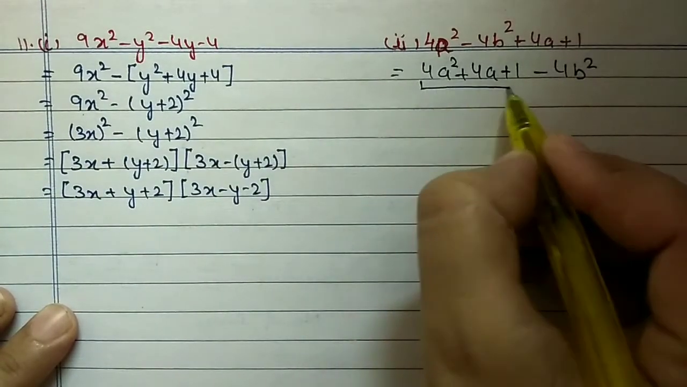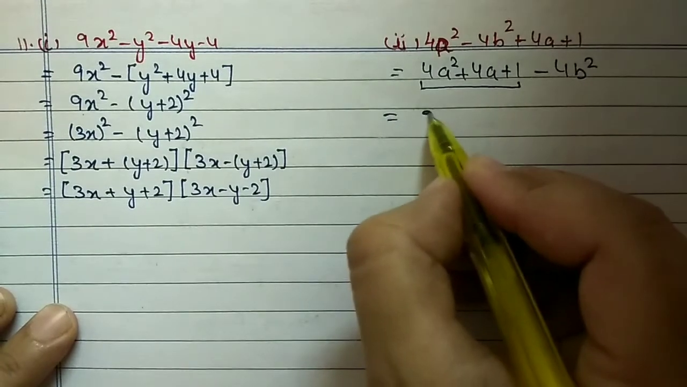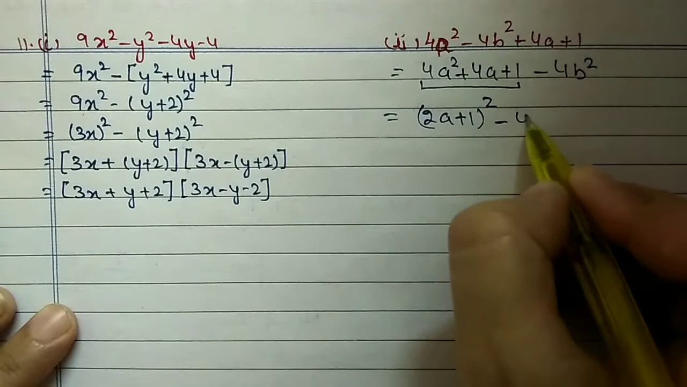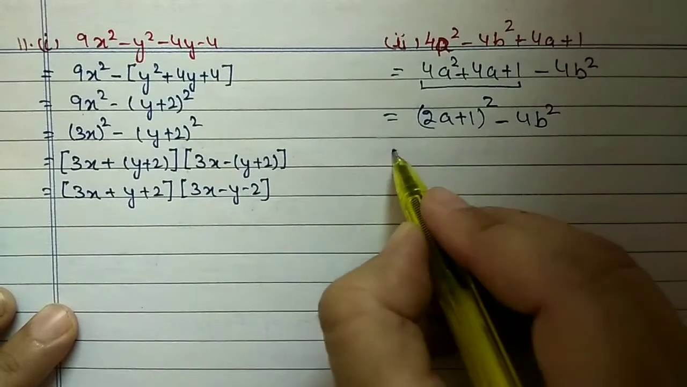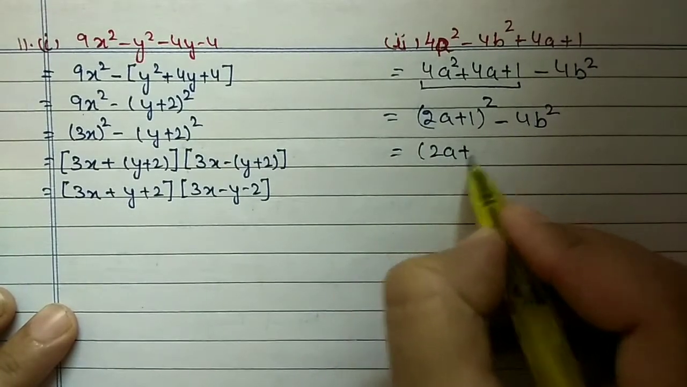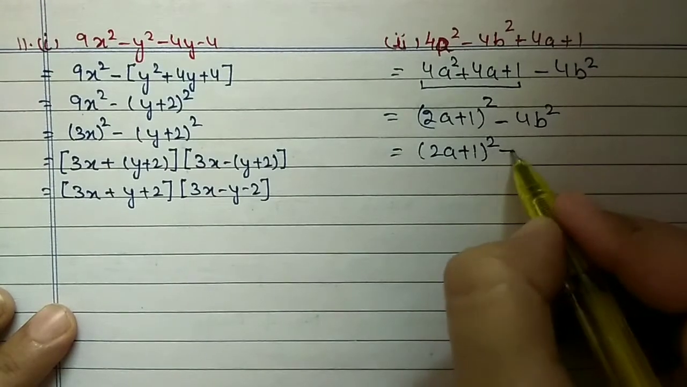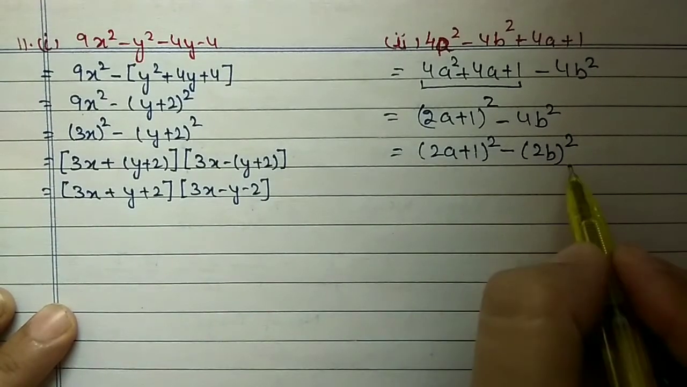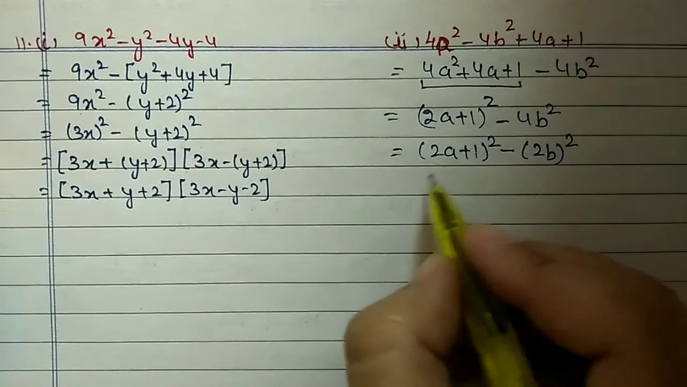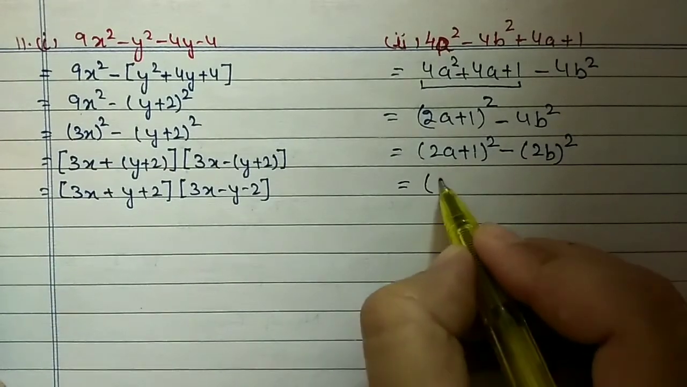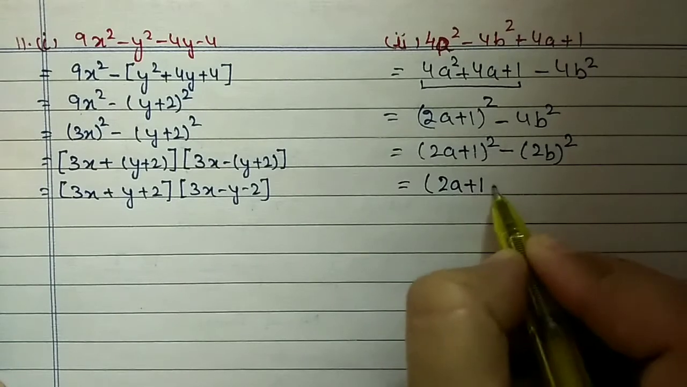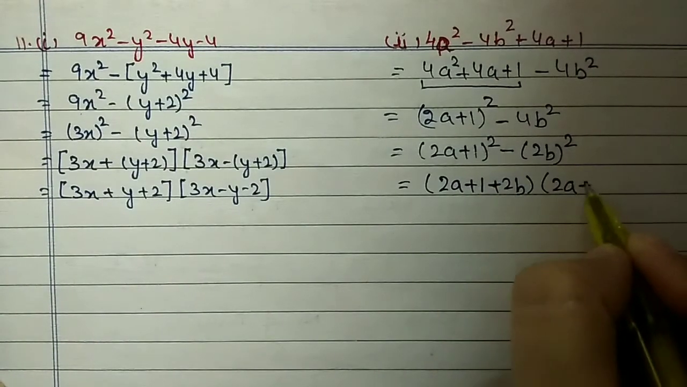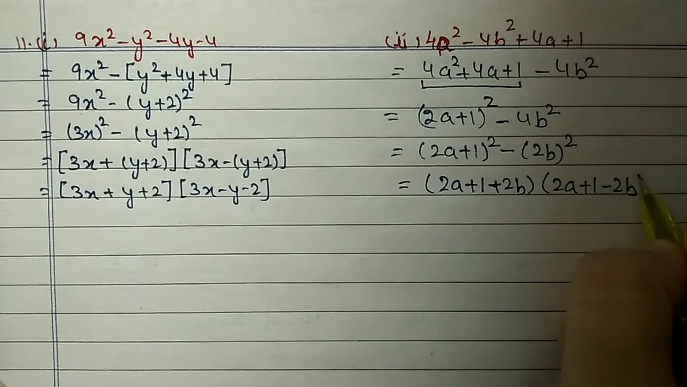So these three we can write as 2a plus 1 whole square minus 4b square. So this one 2a plus 1 whole square, this 4b square also you can write 2b whole square. A square minus b square. So a square minus b square is a plus b, a minus b. So 2a plus 1 plus 2b and 2a plus 1 minus 2b.